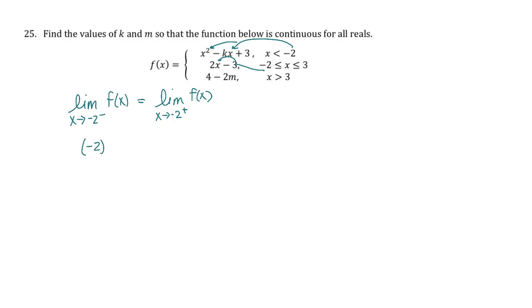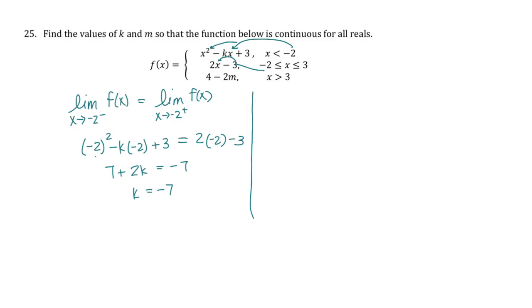So you're going to have negative 2 all squared minus k times negative 2 plus 3, and you're forcing this to be equal to 2 times negative 2 minus 3. So we're going to have 4 plus 3, 7 plus 2k is equal to negative 7. So to solve this here, notice we'll subtract 7 over, divide by 2, so k is going to be negative 7.